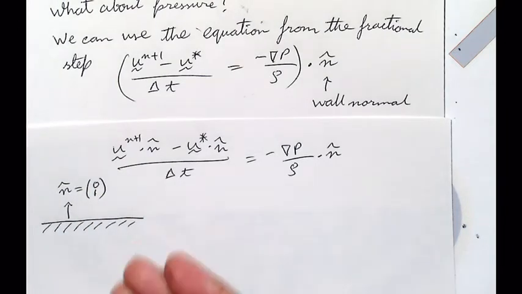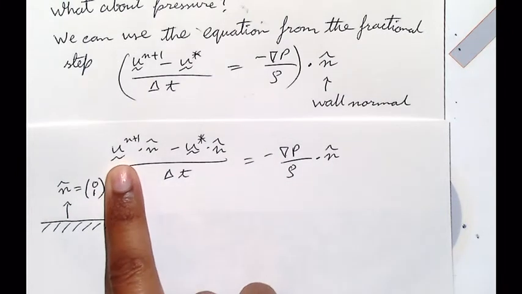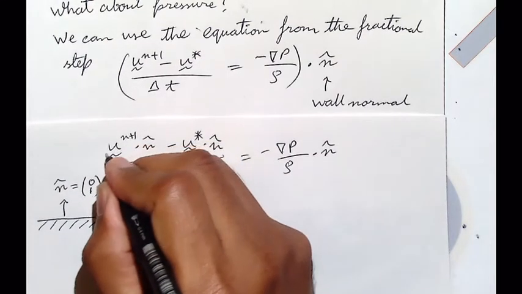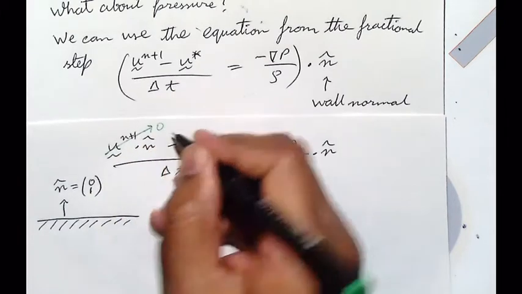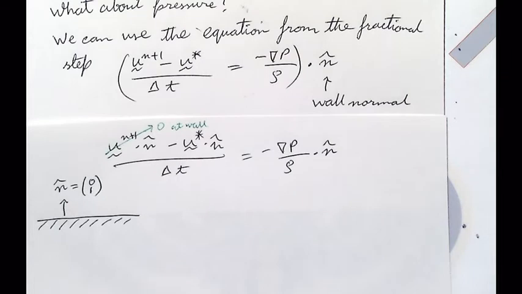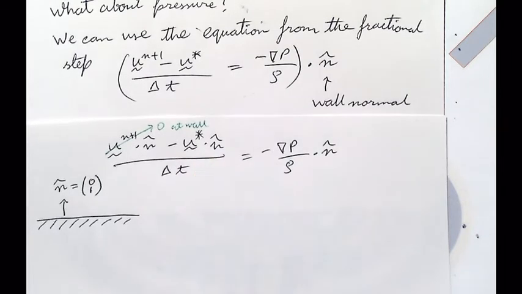So what happens at the wall? U n plus 1, physically it has to be 0. So this term goes to 0, 0 at wall. But U star may not be 0 because it's an intermediate solution. We can actually take a look at what happens with U star.